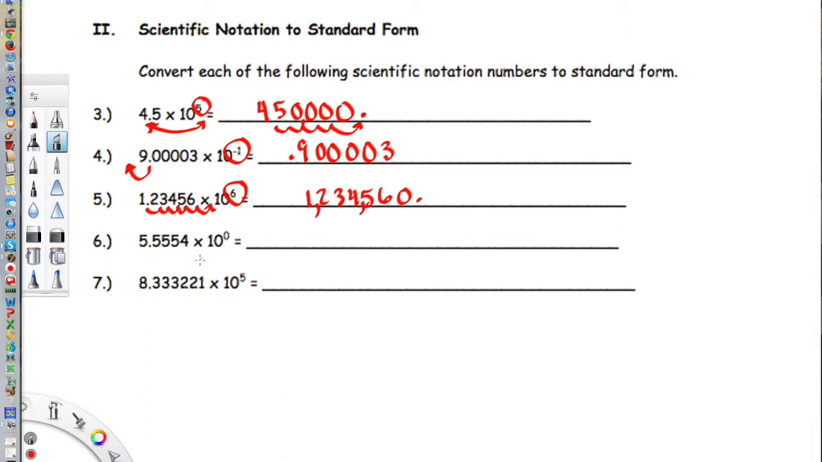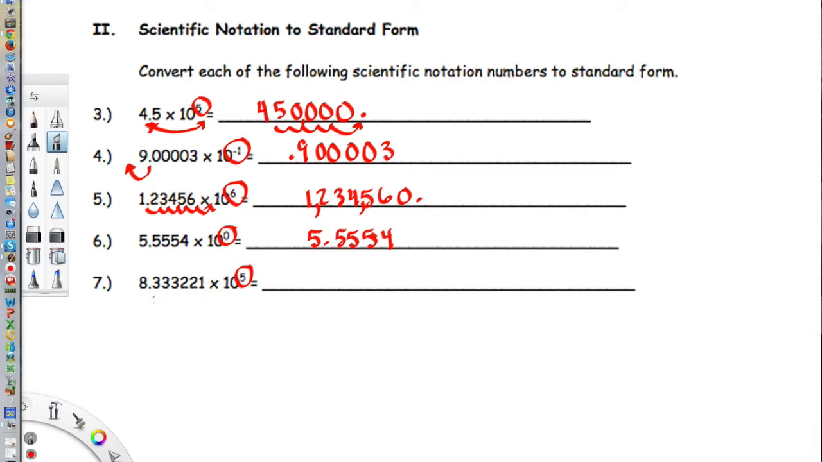This next one, number 6, is interesting. My exponent is a 0. So it's telling my decimal point to move neither to the left nor the right. It's not going anywhere, so it's not that exciting. It just stays the same. The coefficient is actually the number in standard form. So I have 5.5554. Nothing changes.